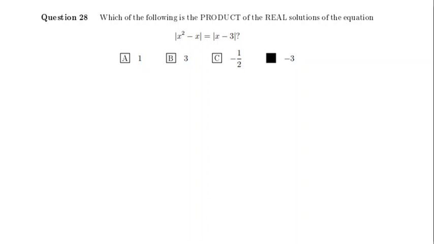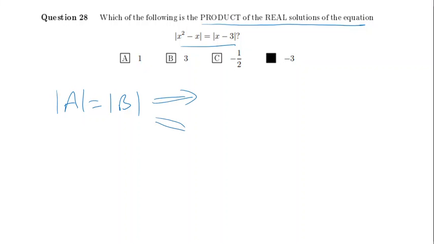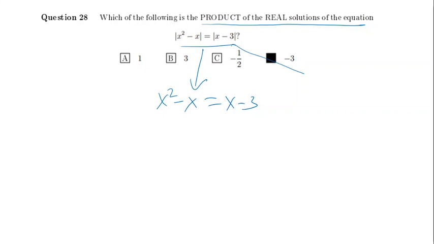Now, which of the following is the product of real solutions of this? If you have the equality of two absolute values, then we have two possibilities, either A equal to B or A equal to minus B. So you can use them now. We will have these two options here. Either we have x squared minus x equal to x minus 3, this is one possibility. The other possibility is x squared minus x equal to minus x minus 3.